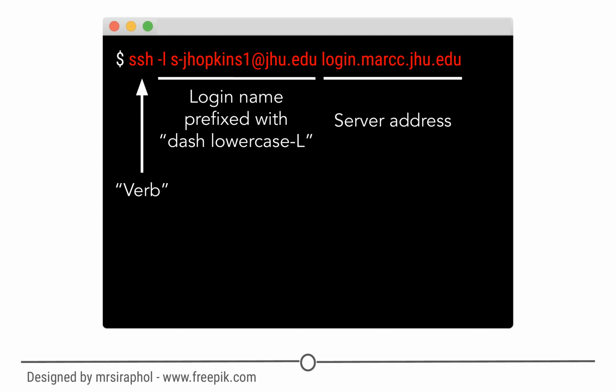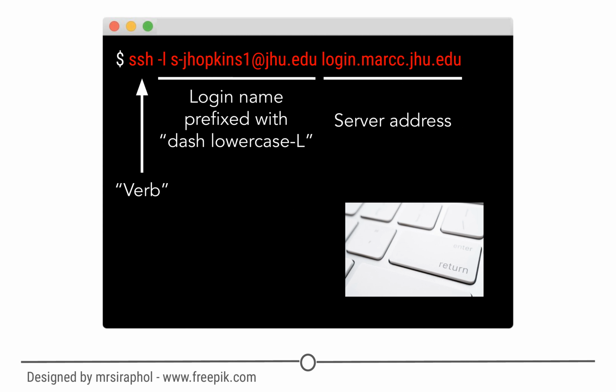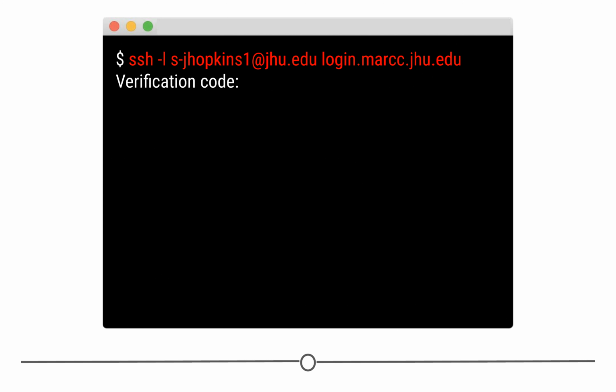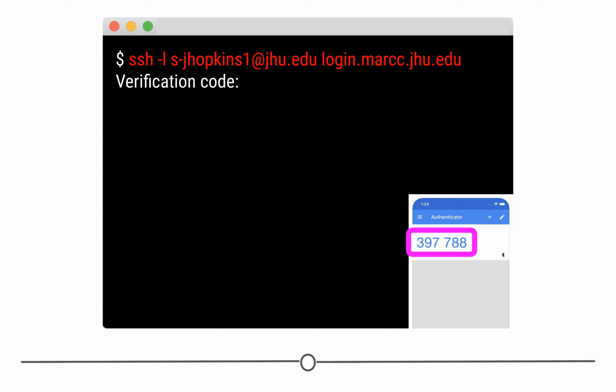Note that we also provide two additional pieces of information: your login name and the server address. Be sure to prefix your login username with a dash followed by a lowercase l. Once you have typed this all in, press the Enter key. If successful, you will be prompted to enter a verification code. This is the code displayed by Google Authenticator.